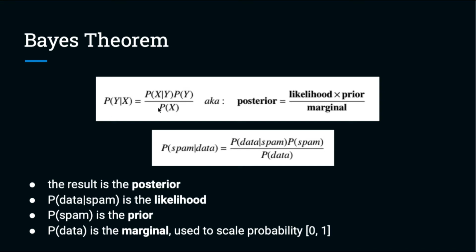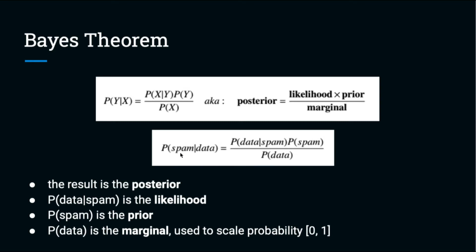What we're trying to learn is the posterior. The probability of the data, given that we have a certain label, is called the likelihood. The probability of a label is the prior. And our denominator here is called the marginal, and it's actually just used to normalize the probability between 0 and 1. Let's make it a little more concrete with a spam example.